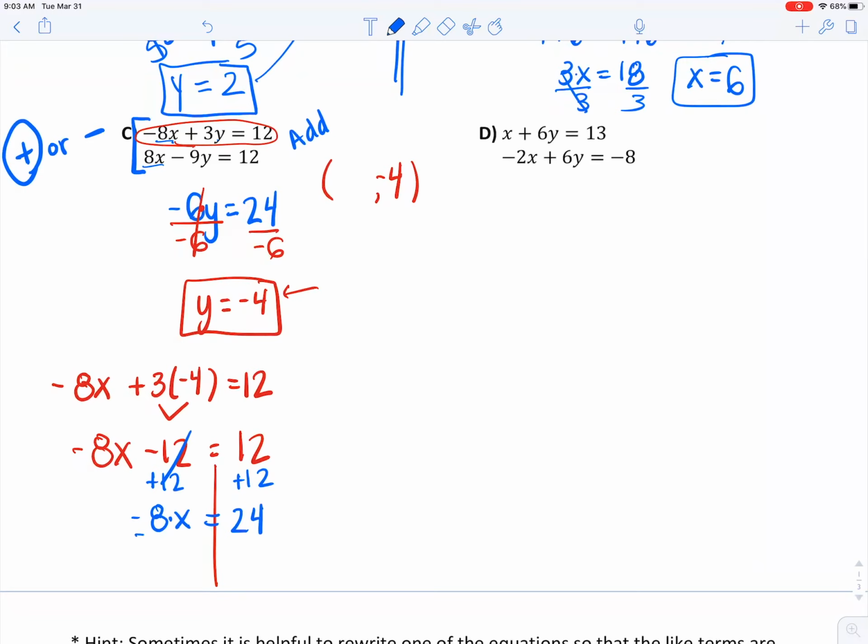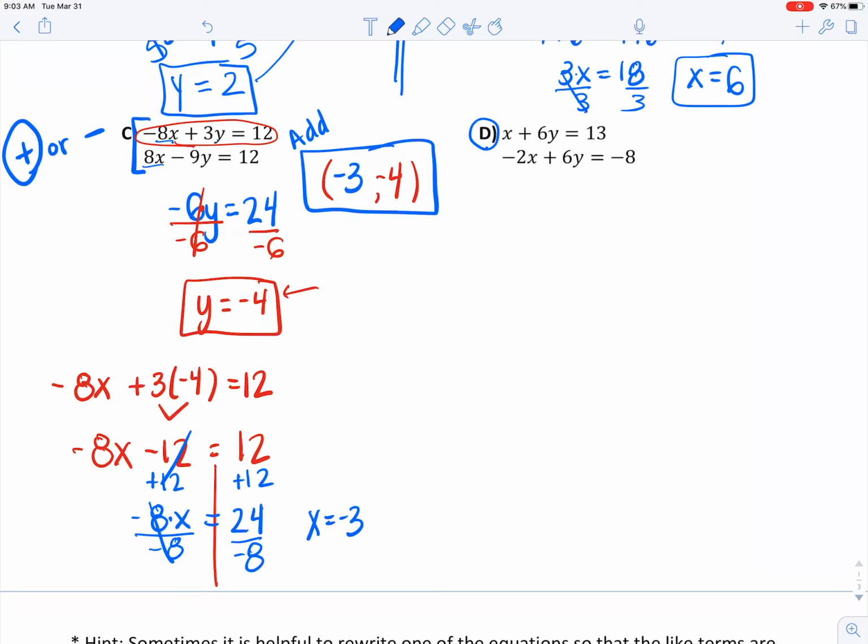How do you undo negative 8 times x? You divide by negative 8. So x is equal to negative 3, which is what we plug in for the rest of our final answer. Negative 3, negative 4.